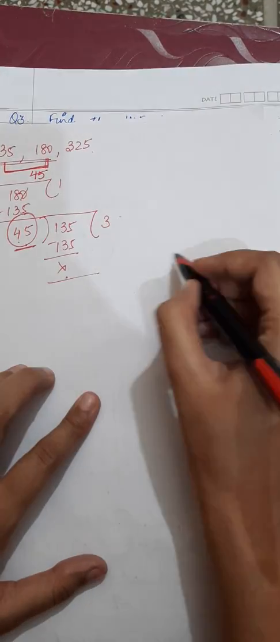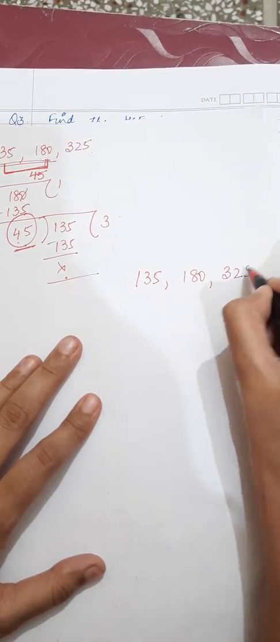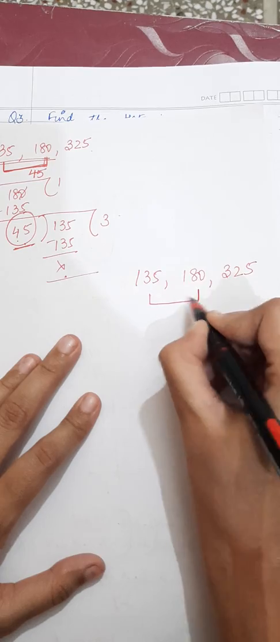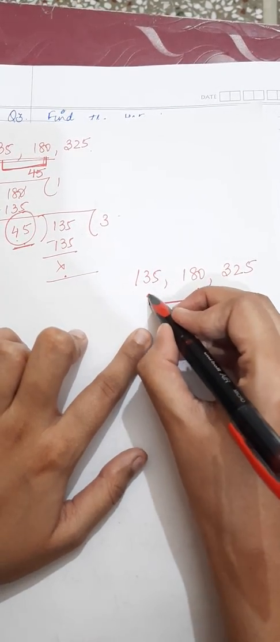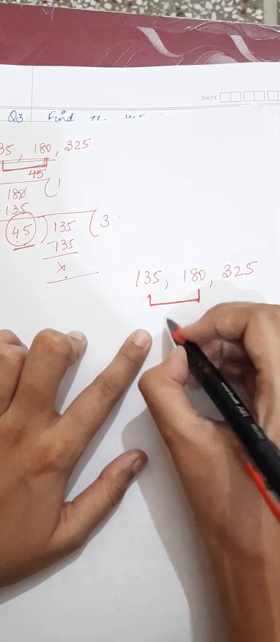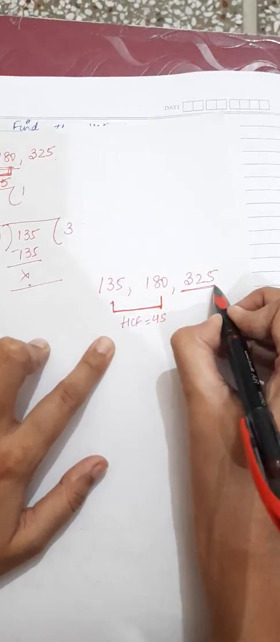I'm writing these numbers here, 135, 180 and 325. Firstly, I took these numbers, 135 and 180. I was able to calculate the HCF of these 2 numbers and that came out to be 45. Now this number is left.